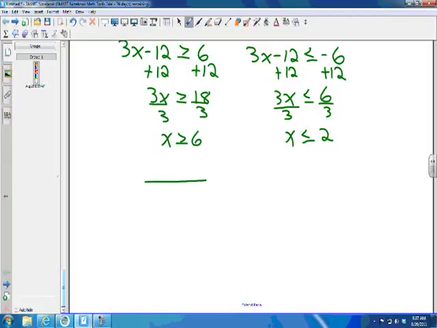So we've got it solved. Is that what everybody else got? Did I make a mistake? Zero, 2, and 6. For the 2, are we closed or open? Closed. Which way do we shade? Left. And 6, are we closed or open? Closed. Which way do we shade? All right.